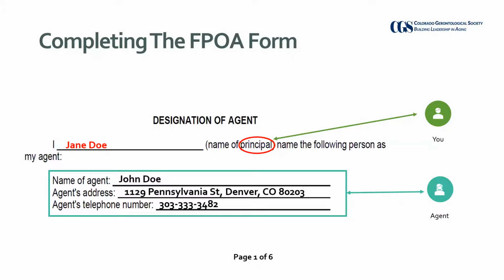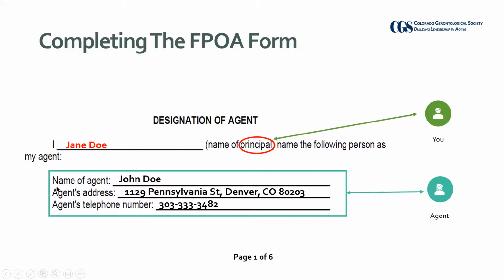So let's begin with the very first thing that you need to do on page 1. We're going to use the example of Jane Doe. She's been our example throughout the whole webinar series, so we'll continue to use Jane Doe. So Jane Doe is the principal. Remember, the principal is you, so throughout you will be highlighted in green. Your agent will be highlighted in this light blue. So Jane Doe, the principal, has decided to name her agent John Doe.